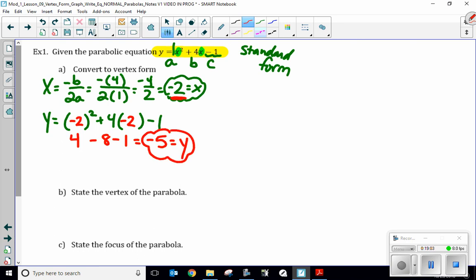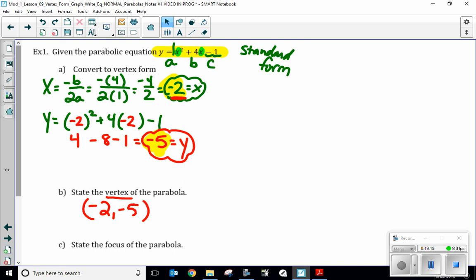Now I have a vertex. The x-coordinate is negative 2. The y-coordinate is negative 5. So we will go negative 2, negative 5. That is the vertex of my parabola.